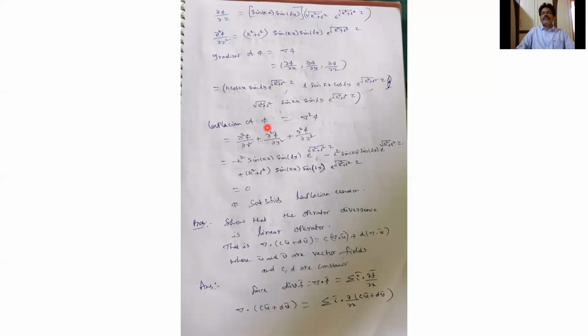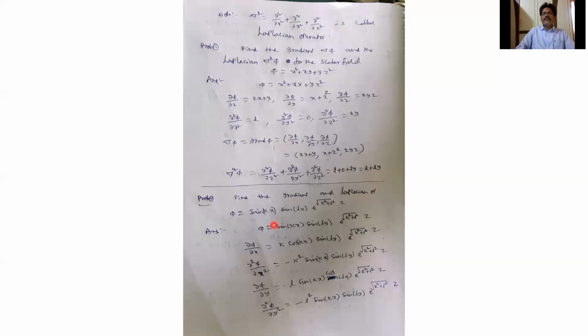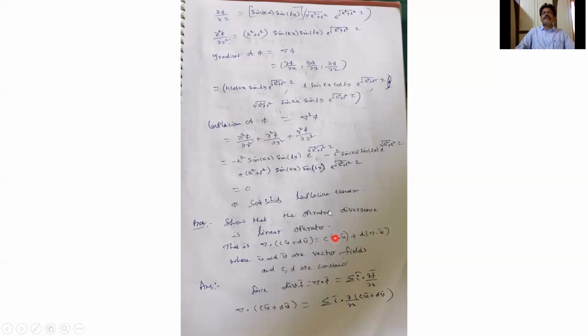So to find the Laplacian of phi, we know the del square phi formula: ∂²φ/∂x² + ∂²φ/∂y² + ∂²φ/∂z². Here we already find ∂²φ/∂x² is minus k² sin kx sin ly e^(√(k²+l²) z). ∂²φ/∂y² equals minus l² sin kx sin ly e^(√(k²+l²) z), and ∂²φ/∂z² equals (k²+l²) sin kx sin ly e^(√(k²+l²) z).